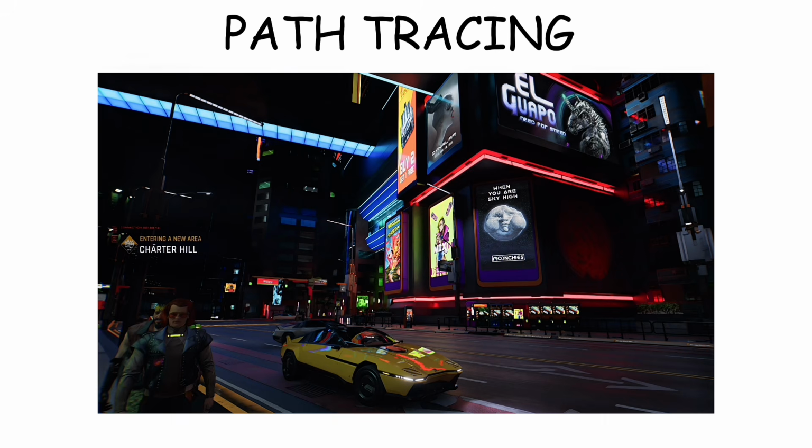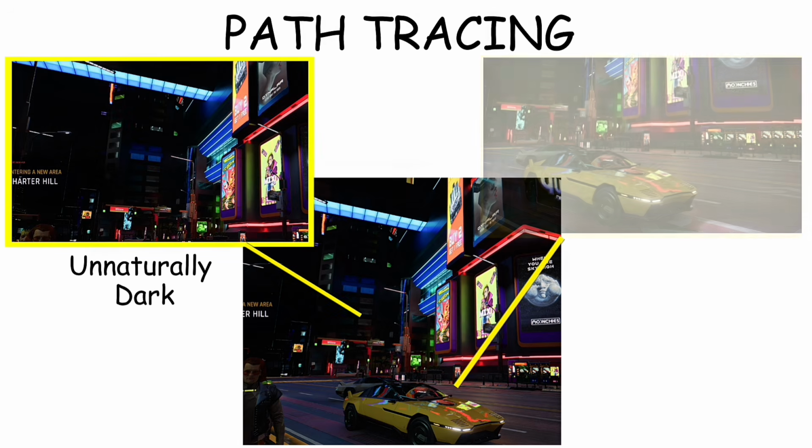But if you look closely at this image, some areas that should be catching light, like the deep corners of the building or the pavement furthest from the sign, are unnaturally dark. Even though that red neon sign is incredibly bright, the light isn't traveling. It hits a surface and just stops.